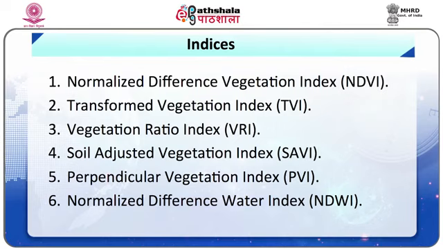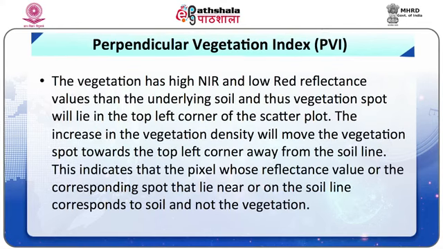The perpendicular vegetation index uses the red and NIR bands to calculate the perpendicular distance between the vegetation spots and the soil line in the R minus NIR plot. The vegetation has high NIR and low red reflectance values compared to the underlying soil, and thus vegetation spots will lie in the top left corner of the scatter plot.